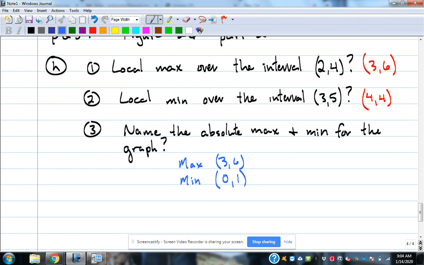If you look over there at picture D on the same page, would that one have an absolute max? Why not? It keeps going up toward infinity with the y values there. Does it have an absolute minimum? Where at? 0, 0. Okay, so it doesn't have to have an absolute max. Technically it doesn't have to have an absolute minimum out of that.